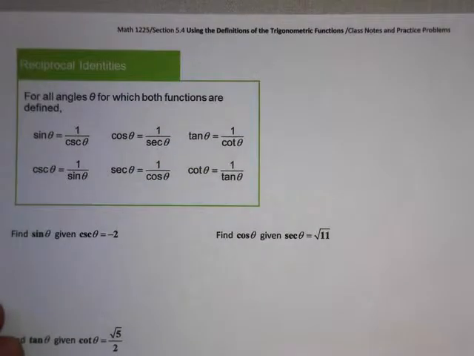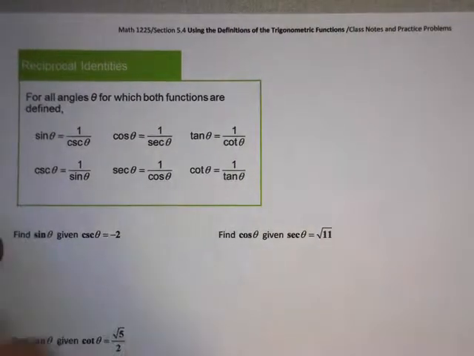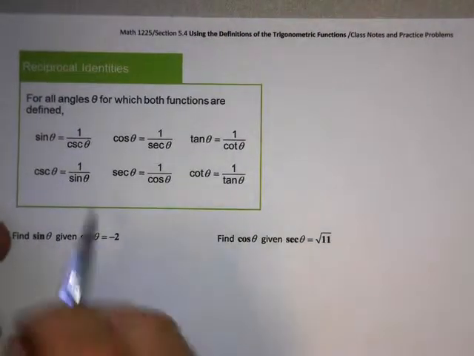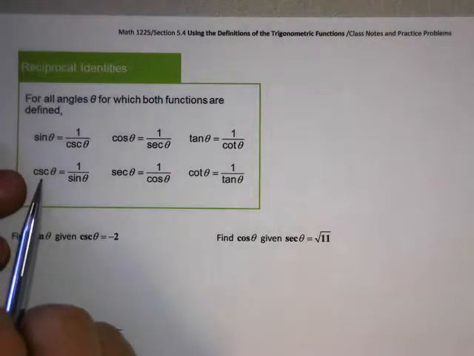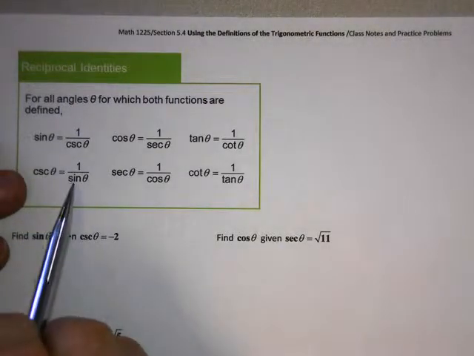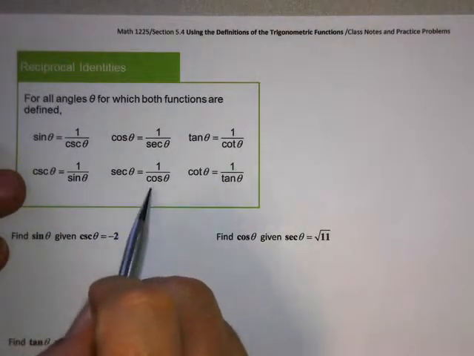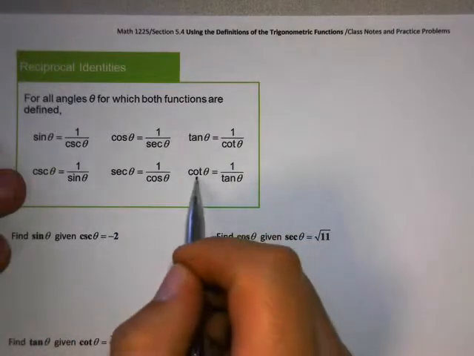Section 5.4. Here we're going to be using identities. Some identities you already know is cosecant theta equals 1 over sine theta. That's how we were finding cosecant theta before. It was the reciprocal of sine. Secant theta is the reciprocal of cosine theta. And cotan theta is the reciprocal of tan theta.